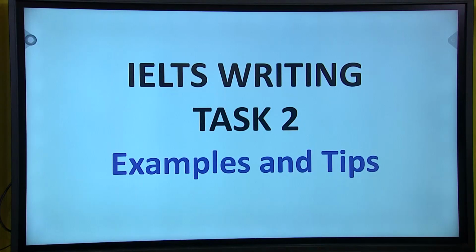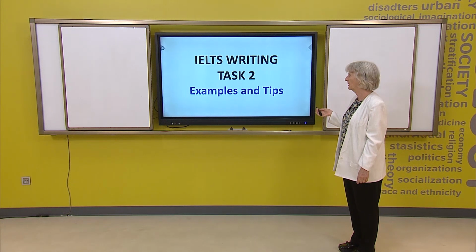Today we're going to be looking at the essay that you will be asked to write in section 2 of the writing exam. I'm going to look at some examples and tips for writing one of the types of essays that you may be asked to write. Okay? I'm going to look today at the agree or disagree essay. That's what I call it. It's actually the essay where you express an opinion. You have to show your opinion about something and justify it.